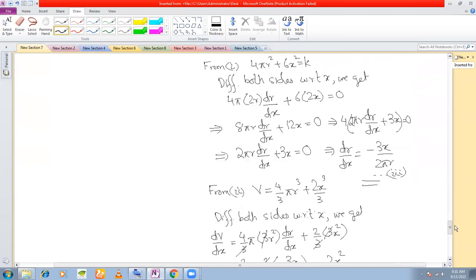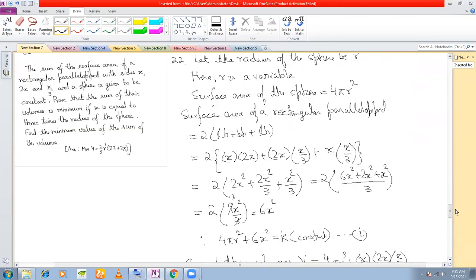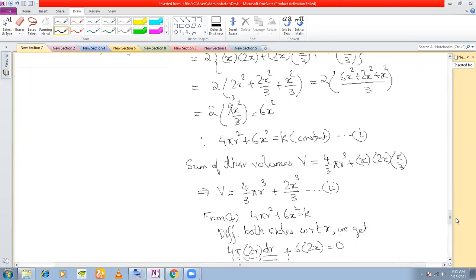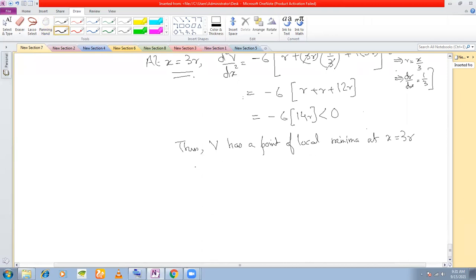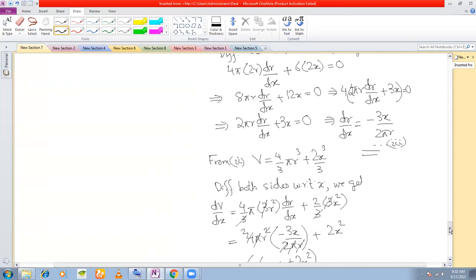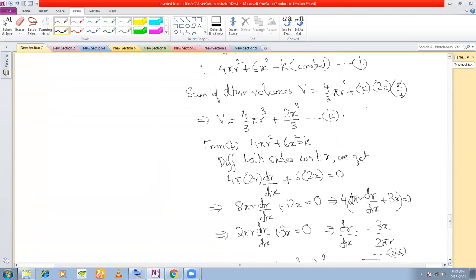And what was the question? Prove that the sum of the volumes is minimum if x is equal to 3 times the radius of the sphere. So we have proved the first part, that is x is equal to 3 times r. Also, we need to find the minimum volume. Also, V min is equal to, what was the expression for V? Equation number 2, in fact, this one. You put the value of x here.